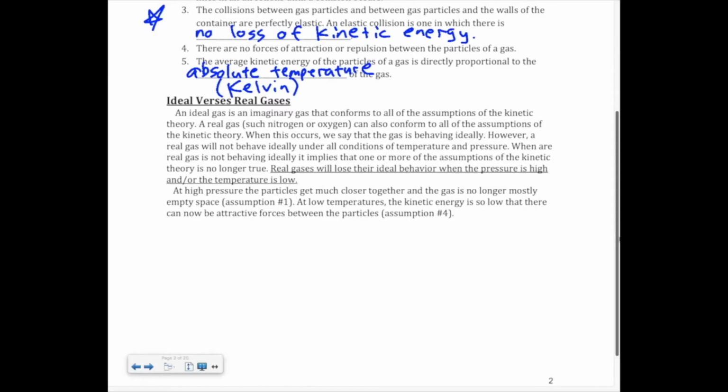So, ideal versus real gases. An ideal gas is an imaginary gas that conforms to all the assumptions of the kinetic theory. It only exists on paper. Okay, so ideal only exists on paper.